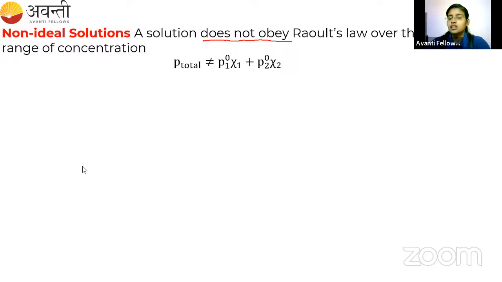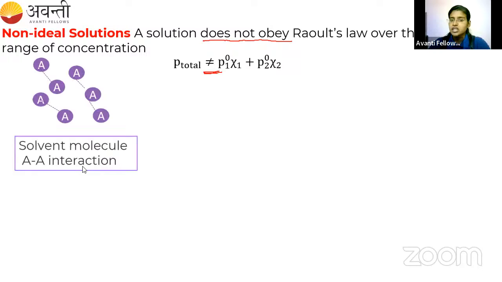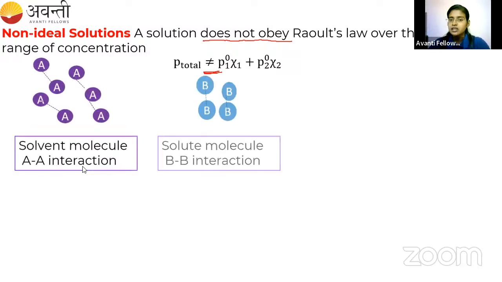Okay, fine. As I have told you, the solution which does not follow Raoult's law over the entire range of concentration is called a non-ideal solution. Again, I am going to take molecule A, molecule B, and the interaction between A and B. The first is A, a solvent molecule, with AA interaction. In molecule B, the solute molecule, we have BB interaction. Now, if I mix these two, I will get a solution, right?